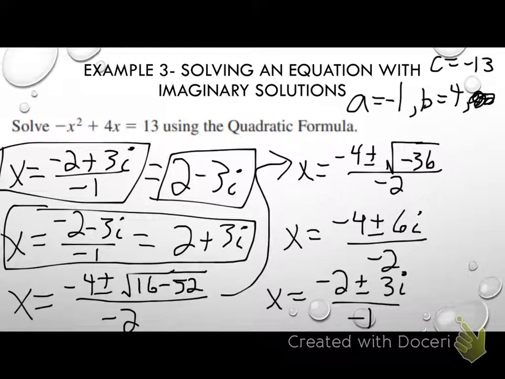So how many solutions do I have here? 2. Are they imaginary or real? Imaginary. They got i's in them, right? Any questions on that? So we saw 2 real solutions, we saw 1 real solution, and we saw 2 imaginary solutions. We okay with that? Can I move on?